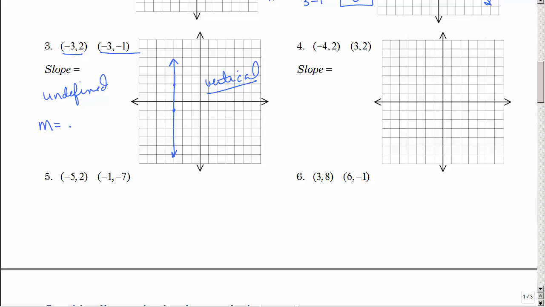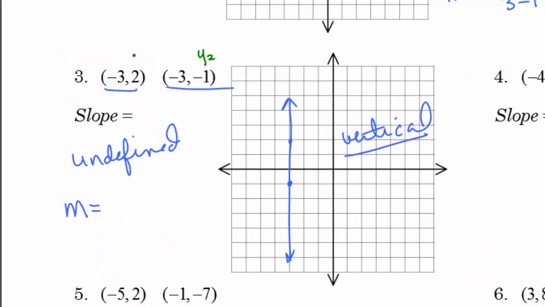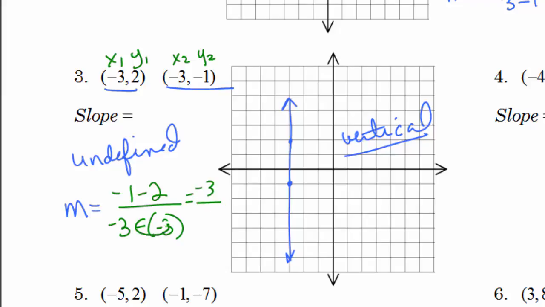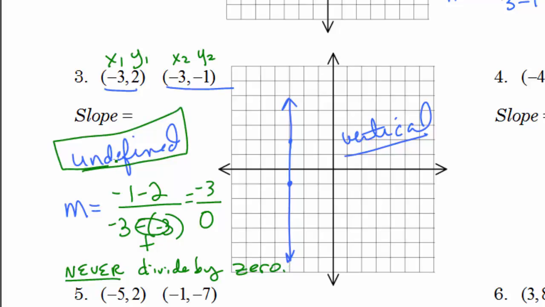What if we did it mathematically? What if we used our formula? y2 minus y1, negative 1 minus 2, over x2 minus x1, negative 3 minus a negative 3. Well, a minus and a minus makes a plus, and you get 0. You can never, ever, ever divide by 0. Why? Because it's undefined. So for vertical lines, the slope is undefined.